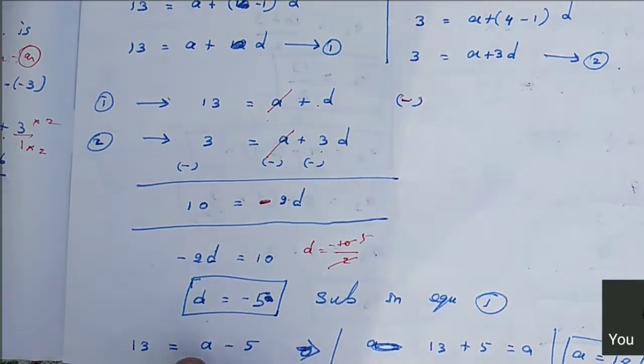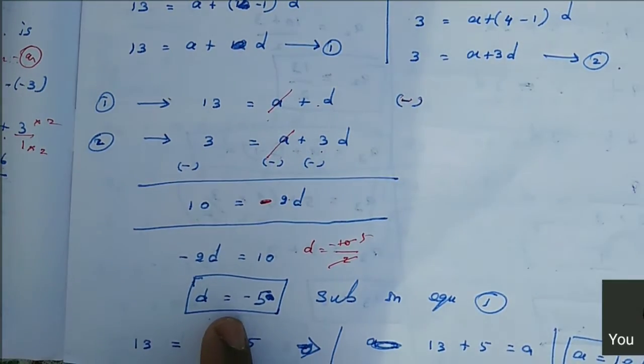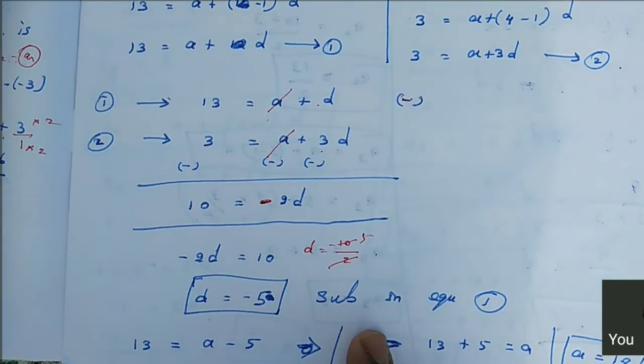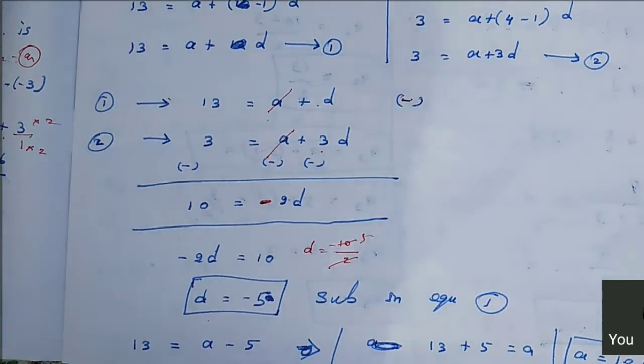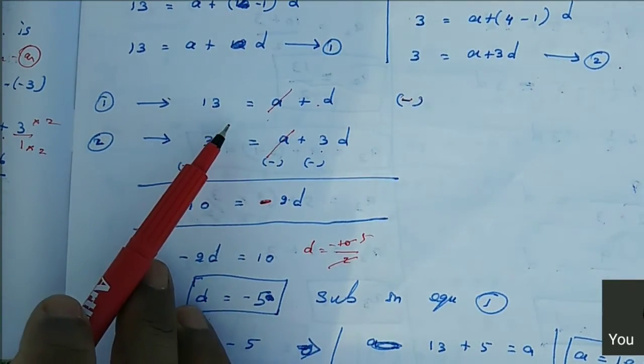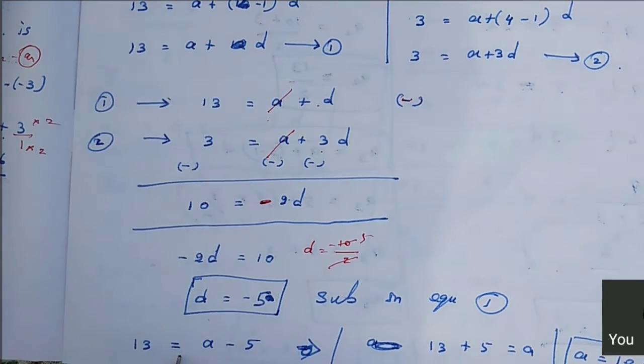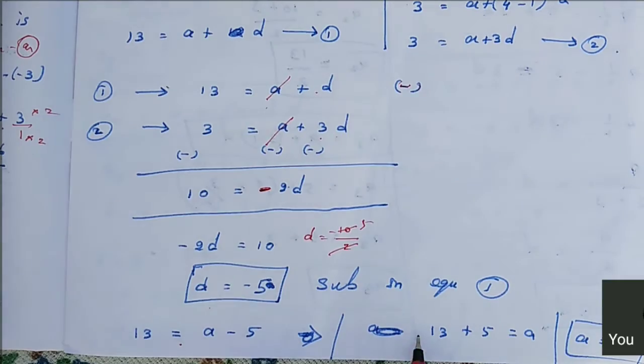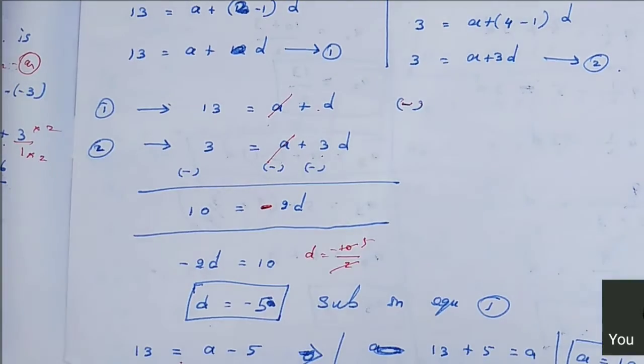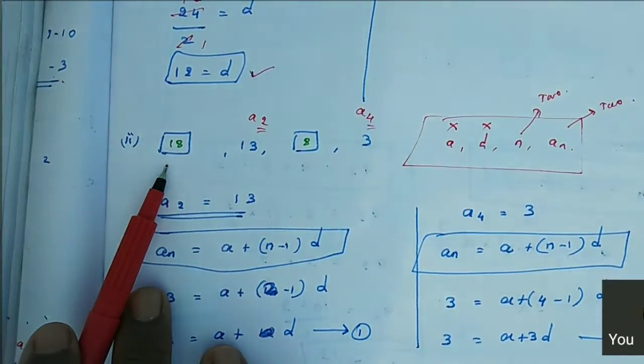Now we have found the value of d. So now we can substitute the d value in any one of the equations. I can substitute this in the first equation for finding a. So 13 is equal to a plus d, that is a minus 5. Clear? Then while transposing minus 5, it became plus 5. So 13 plus 5 equals a. Then a is equal to 18. Are you clear? So the first value a is the first term. So the first term here we found is 18.